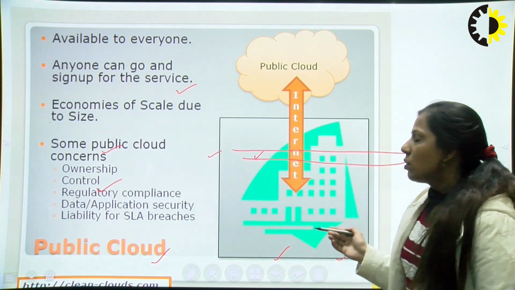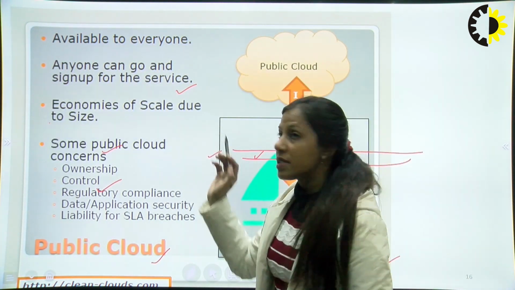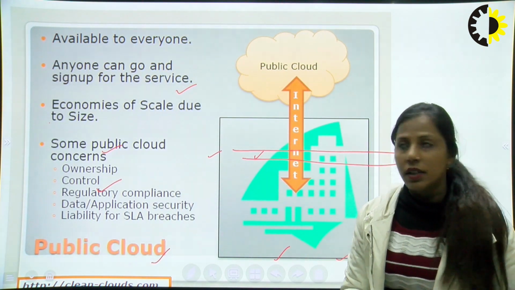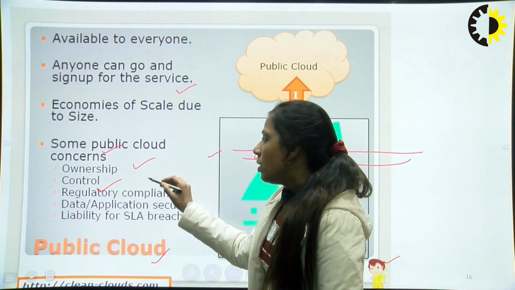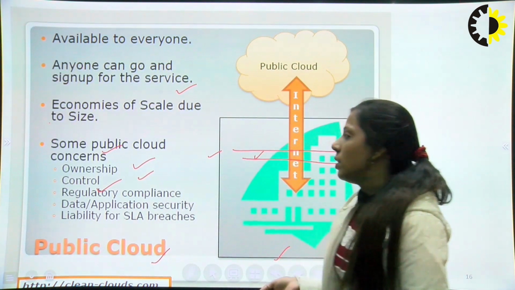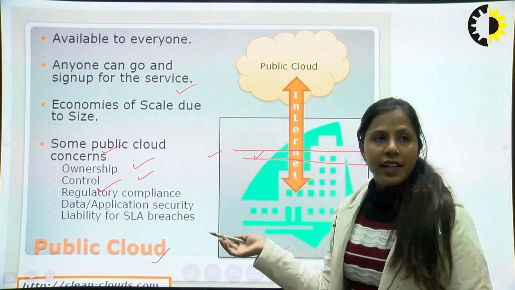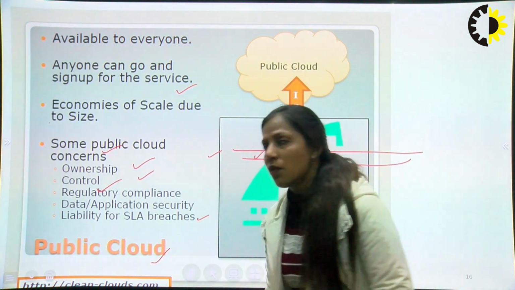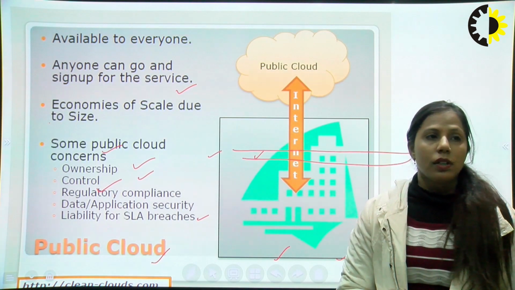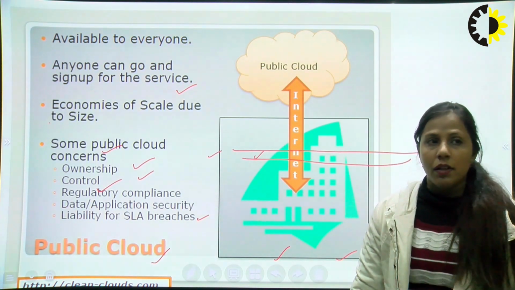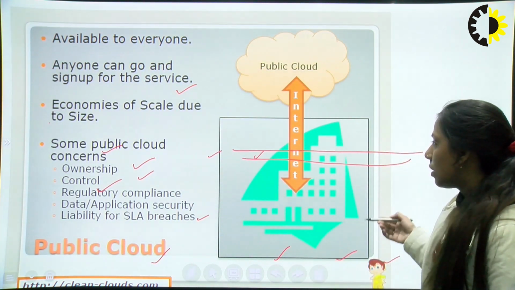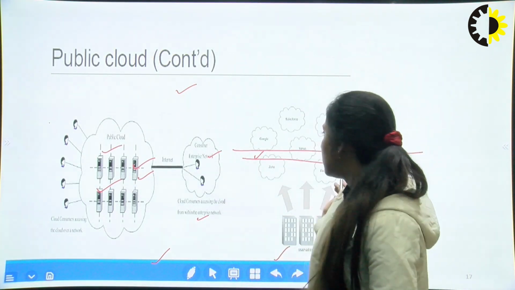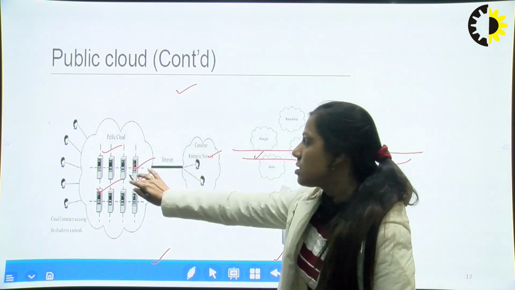Then in the public cloud, there are economies of scale due to the size. Then these are some of the public cloud concerns. It requires control, regulatory compliance, data and application security, and liability for SLA breaches, means whatever agreement we are having, it is a liability that it can be broken. So this is how the public cloud works. These are the various users which can access the public cloud.